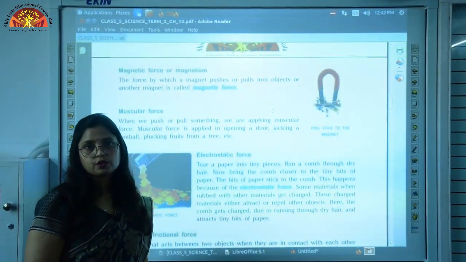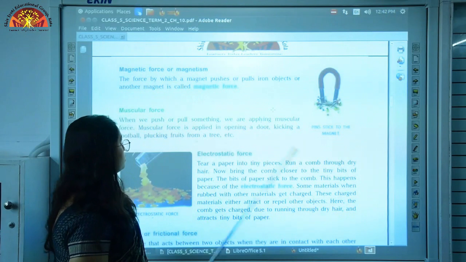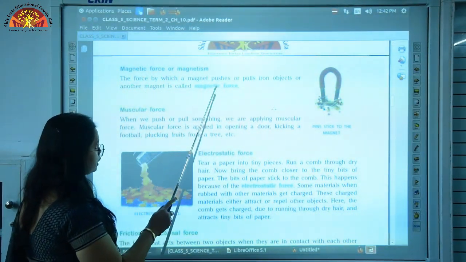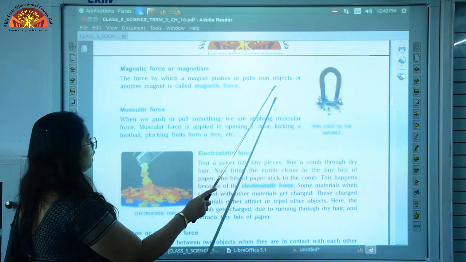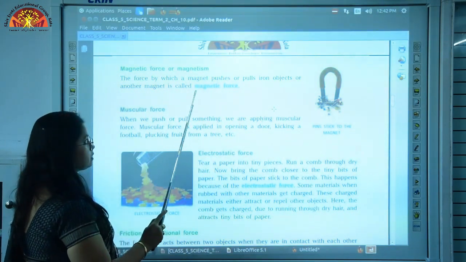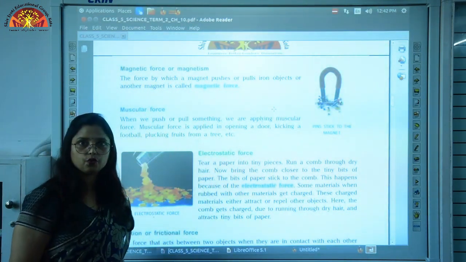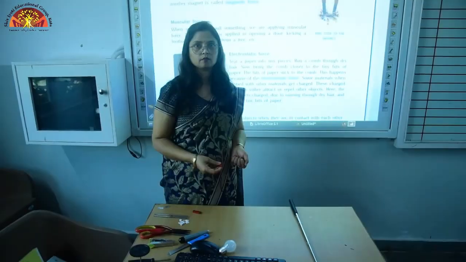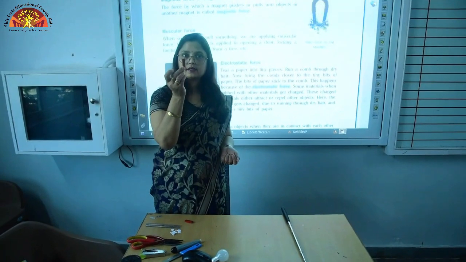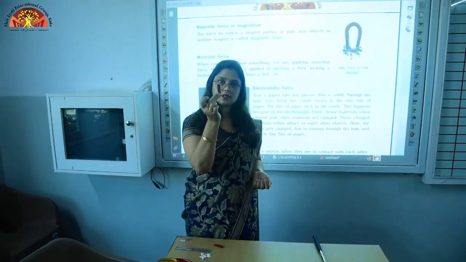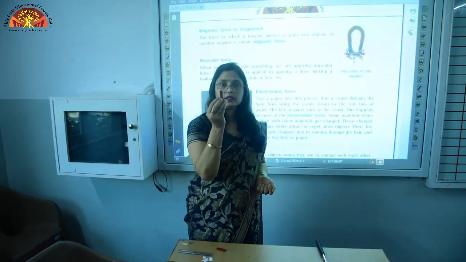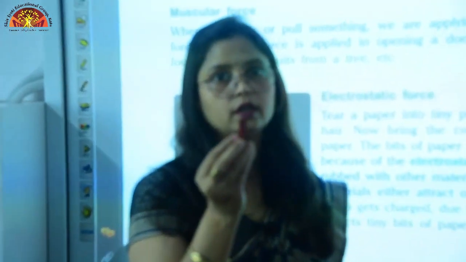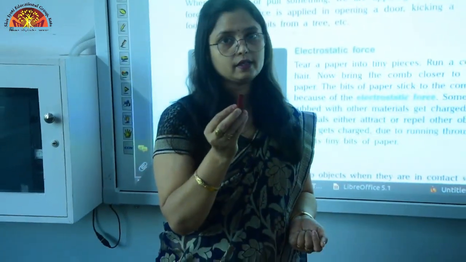Another type of force is the force of magnetism or magnetic force. The force by which a magnet pushes or pulls iron objects or another magnet is called magnetic force. Now let me show you how this magnetic force works. See children, this is a magnet. We call this substance a magnet. It has the property of attracting another magnet or iron objects. Now let us see how.